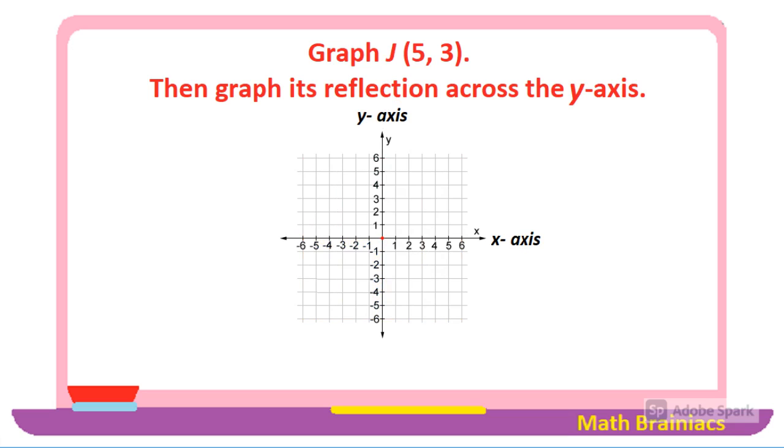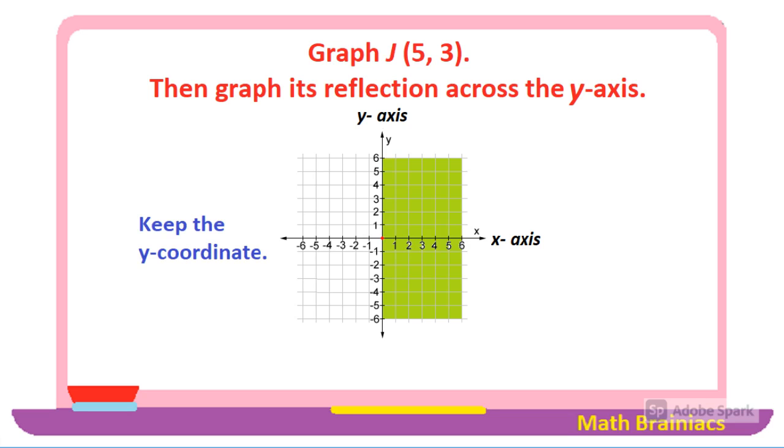Let us work on another example so that you can practice more. Graph point J with the ordered pair (5, 3), then graph its reflection across the y-axis. We have the same point, but this time the reflection is across the y-axis. If the reflection is across the y-axis, remember, we keep the y-coordinate.